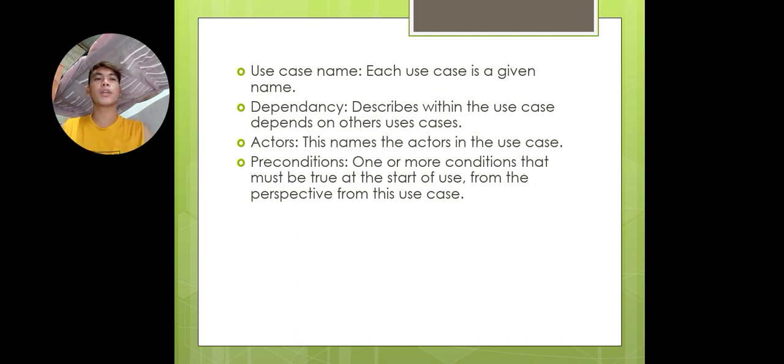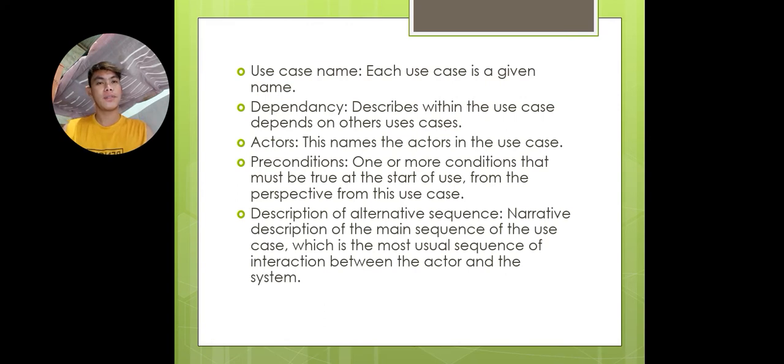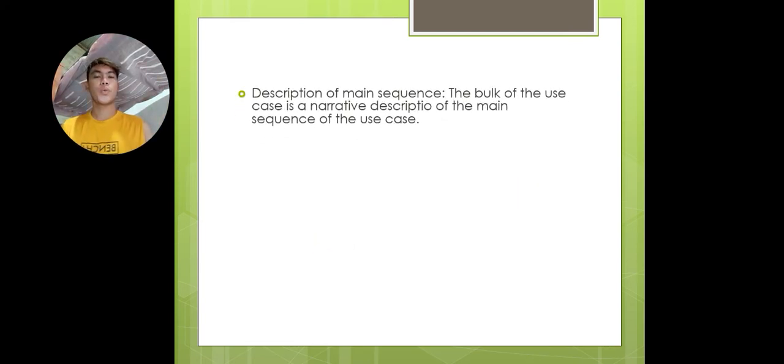Preconditions. One or more conditions that must be true at the start of the use case from the perspective of this use case. Next is the description of the main sequence. A narrative description of the main sequence of the use case, which is the most usual sequence of interaction between the actor and the system. The bulk of the use case is a narrative description of the main sequence of the use case.